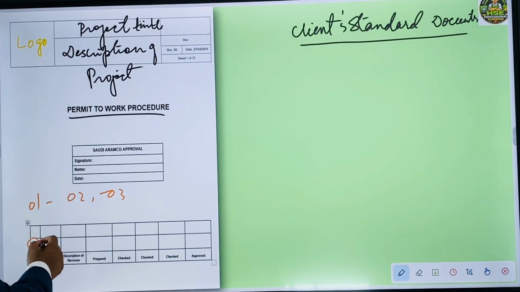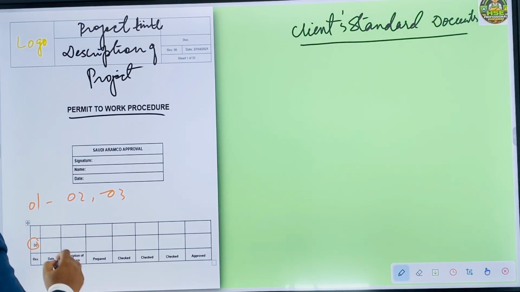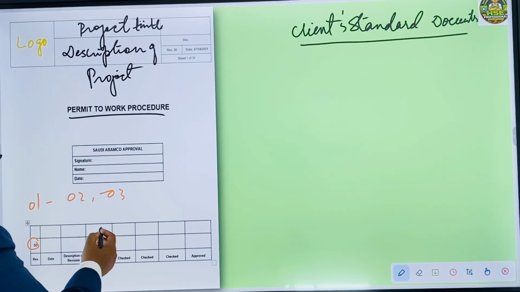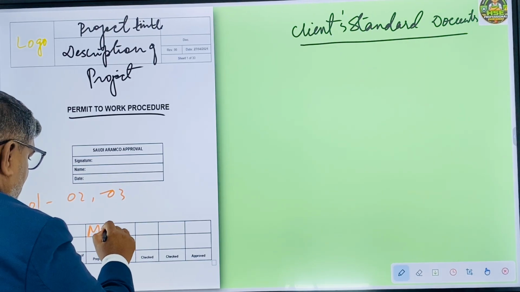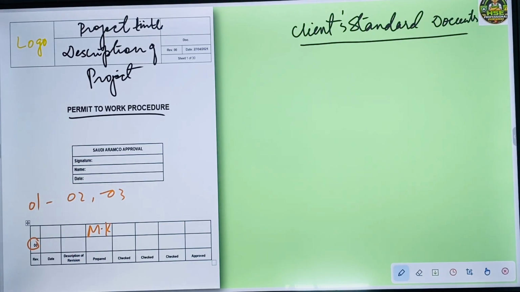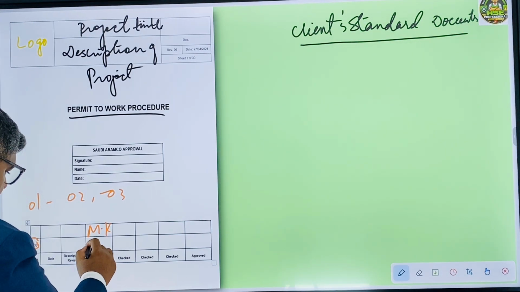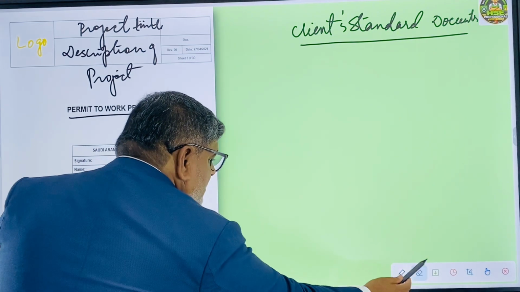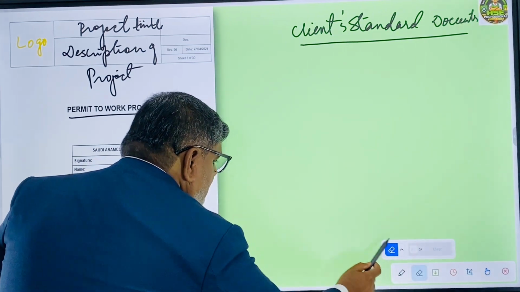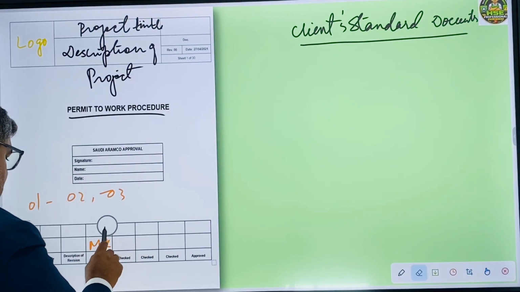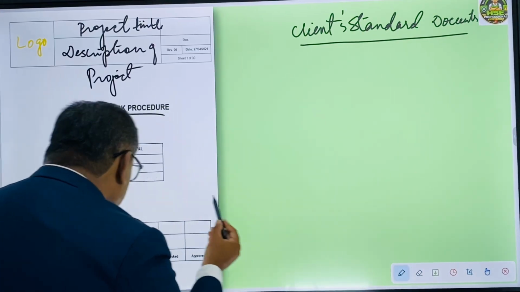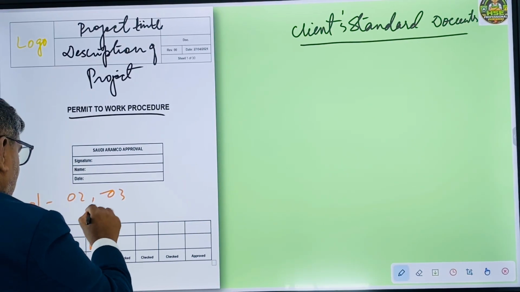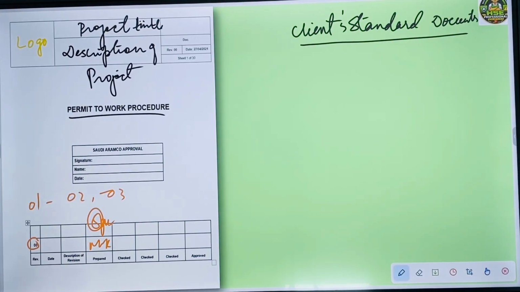The date needs to be mentioned here. What is the date you need to mention here? Descriptions of revision. Who prepared this one? Suppose my name is MK. I prepared this document. I will add my name here, MK, and then I have to sign this document as well, because the signature is an important part. Suppose this is my signature. I will add my signature here.